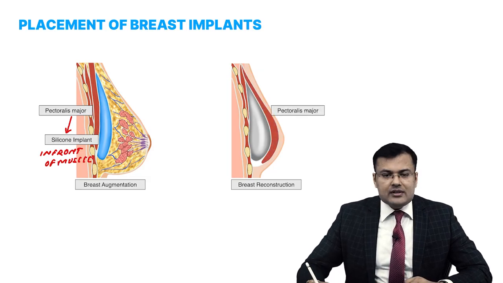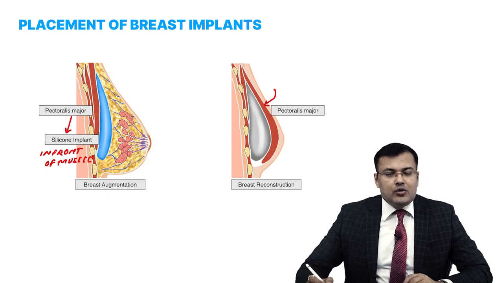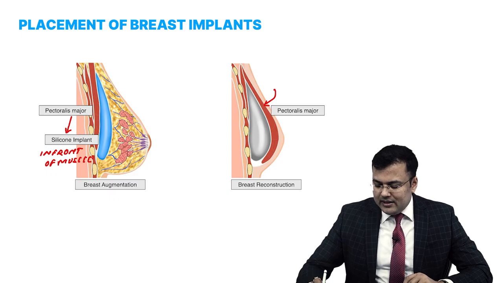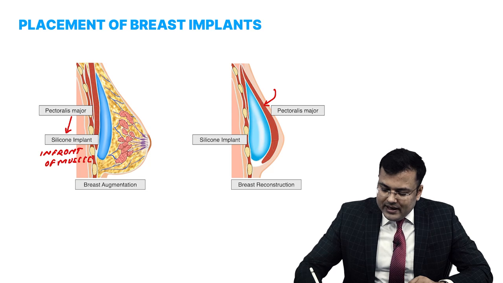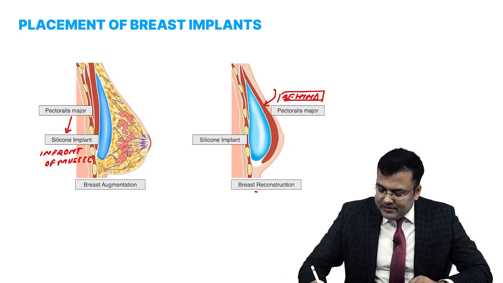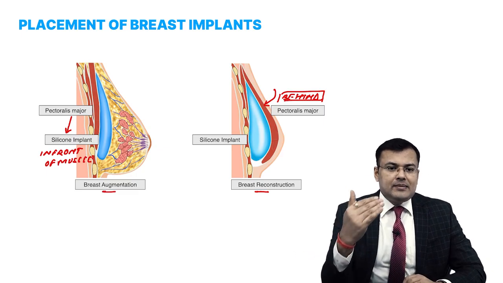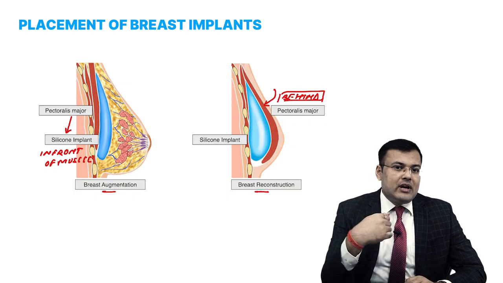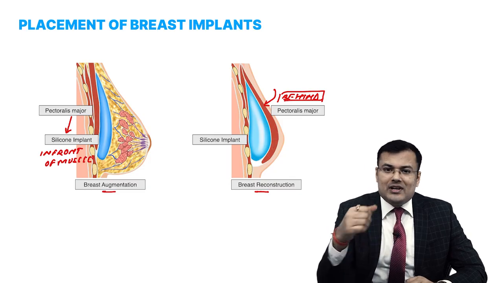Suppose we are going for reconstruction. You can see here, this is the muscle, pectoralis major. So here we are placing the implant. You can see the implant is being placed. Implant is placed behind the pectoralis major muscle. So in breast augmentation, the implant is placed in front of pectoralis major. In reconstruction, it is placed behind the pectoralis major.